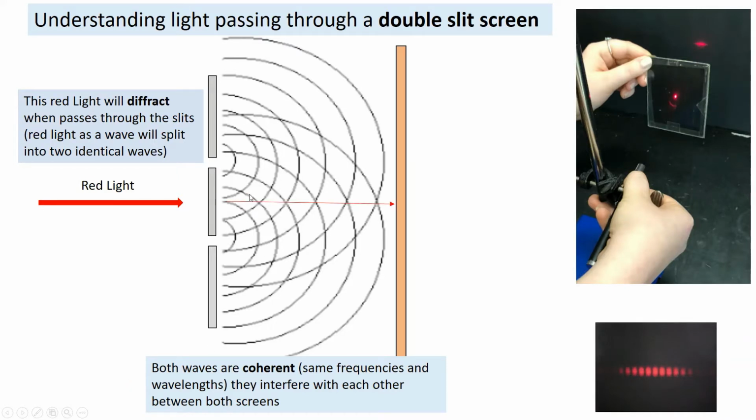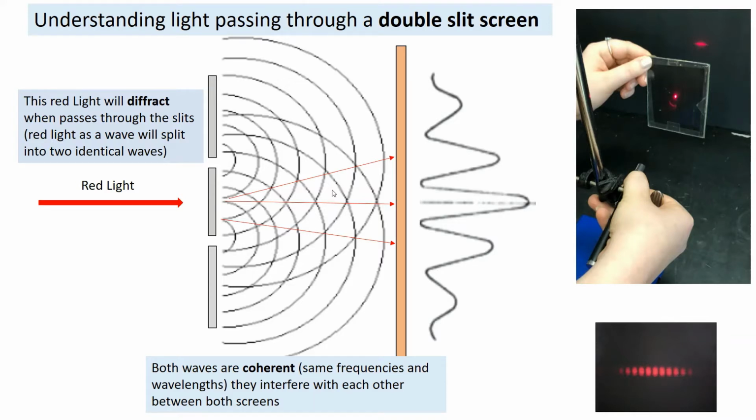So now we have a section of crests that meet with crests, and crest meeting with crests will produce an area of constructive interference. And between, we have crests meeting with the trough of the other wave, and we have an area here of destructive interference. The resultant wave will be just like this.